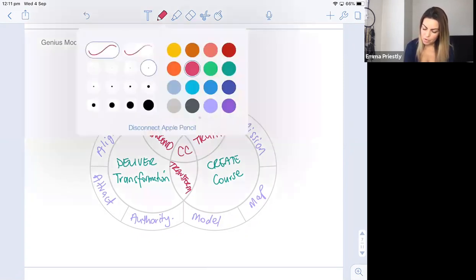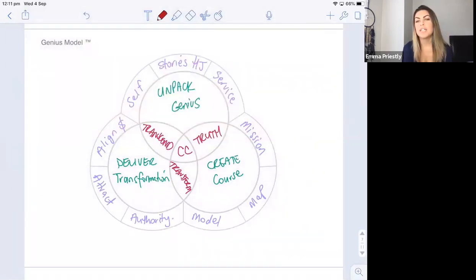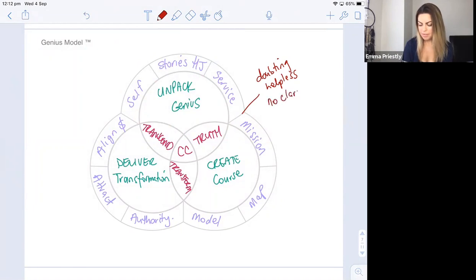Now, what happens if you don't know how to unpack your genius and create your course? Well, you're left doubting, helpless. You're seeing the problem showing up everywhere, knowing that you have a solution, even if you're not fully clear on how to get that to them, but you know you have the solution because you've experienced it, but you don't have the clarity to be able to walk up to them and say, I can help you with this. Yeah? And so your truth is diminished. No one hears it. Nobody knows it.